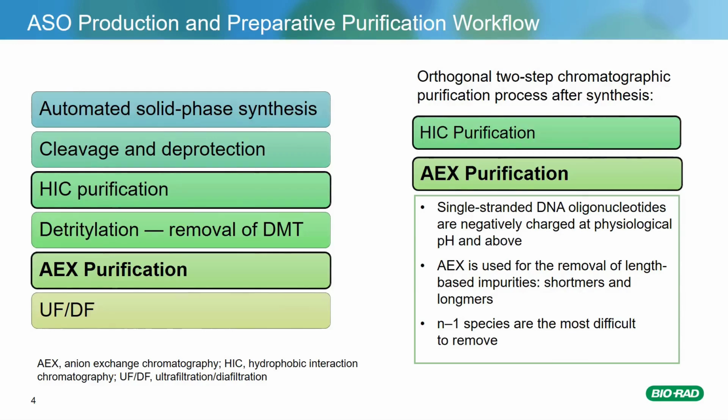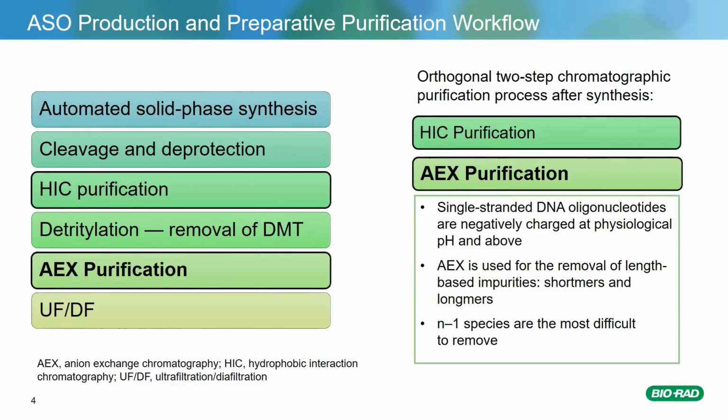On this slide, we're showing a typical production and preparative workflow of creating the ASOs. You have the automated solid phase synthesis, followed by a cleavage and deprotection, a HIC purification, followed by a detritylation to remove DMT, an AEX purification, and then a UFDF. So the orthogonal two-step chromatography process after the synthesis would be the HIC purification and then the AEX purification.